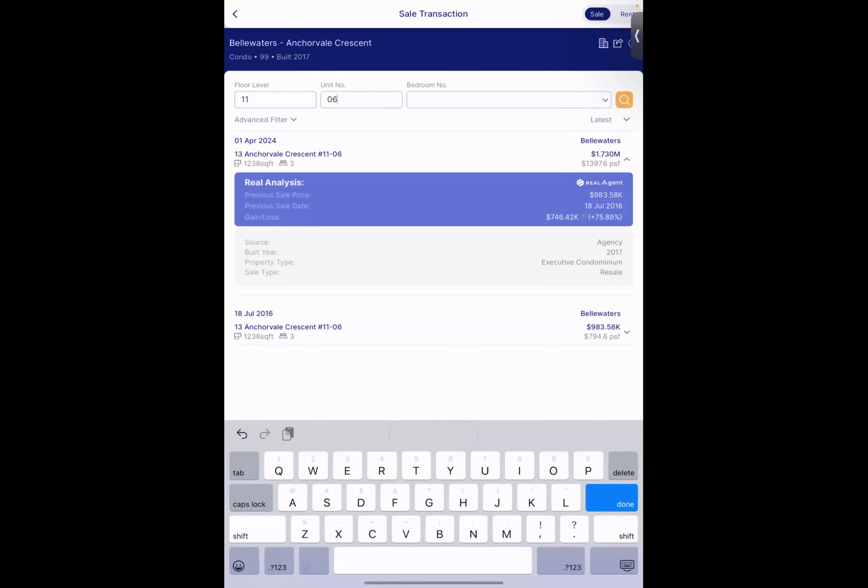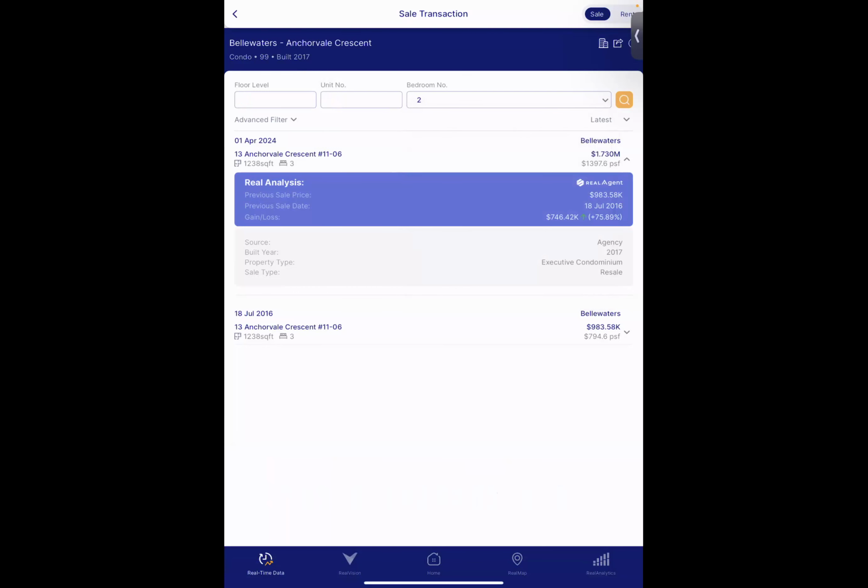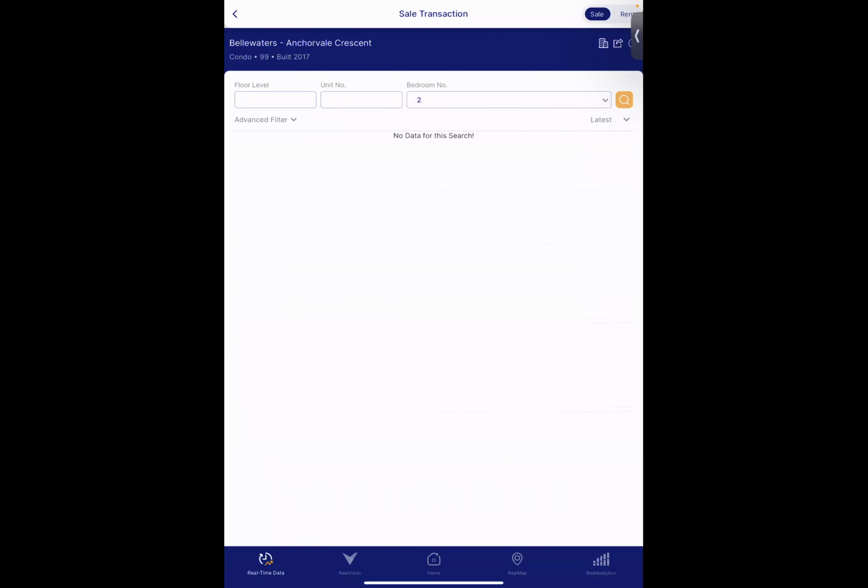all their transactions, or if you want to find only maybe 2-bedders, you can go down under bedroom number, select, press apply, and press search again. Let me try again.